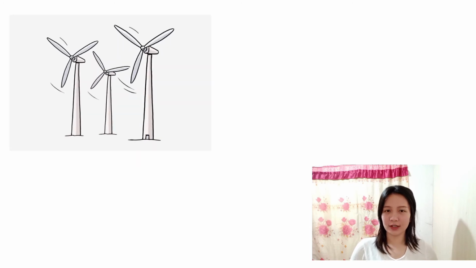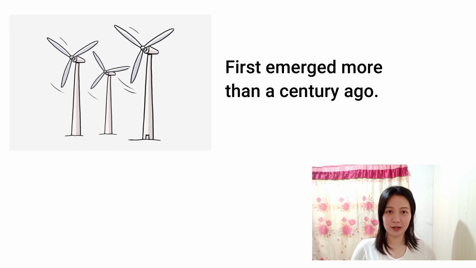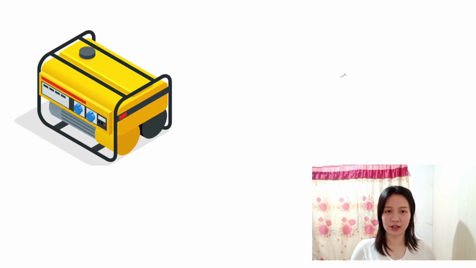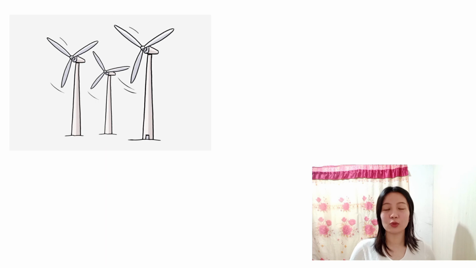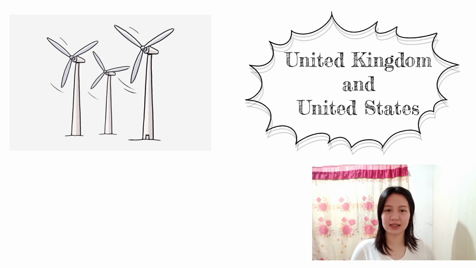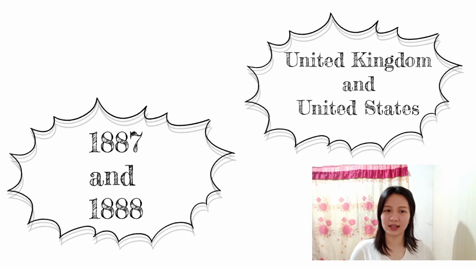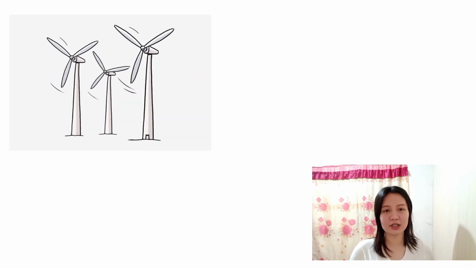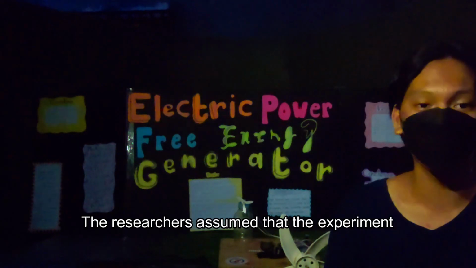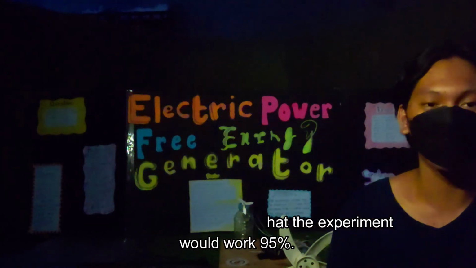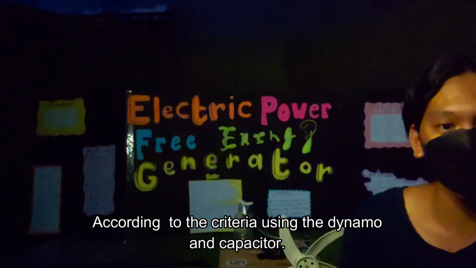Wind turbines first emerged more than a century ago, following the invention of the electric generator in the 1830s. Engineers started attempting to produce electricity. Wind power generation took place in the United Kingdom and United States in 1887 and 1888. But modern wind power is considered to have been first developed in Denmark. The researcher assumed that the experiment would work 95% according to the criteria using the dynamo and capacitor.